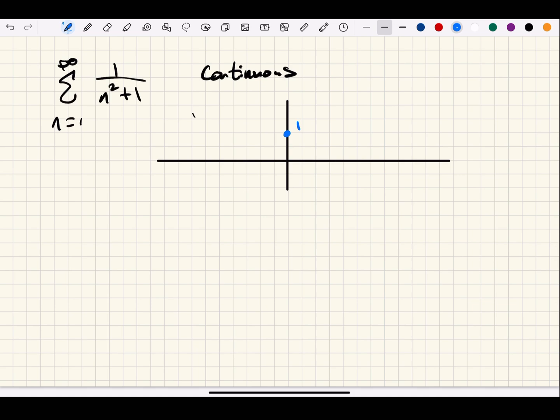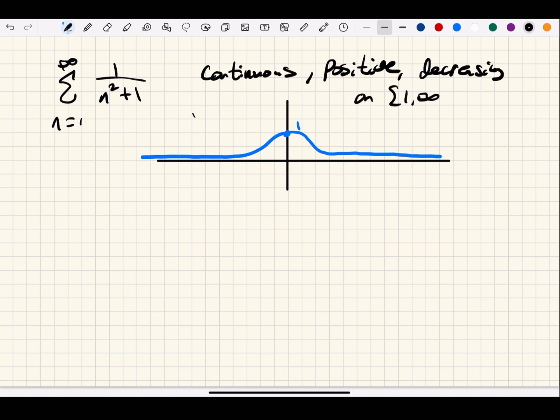The other thing, though, is that between 0 and 1, the n squared values actually, when you square something between 0 and 1, it gets bigger, doesn't it? Yeah. So it's going to have a behavior that's going to look like this. And then that x-axis is going to be an asymptote. Okay, so the thing is continuous. Well, it's also positive, isn't it? And we've also decided that it is decreasing on 1 to infinity.